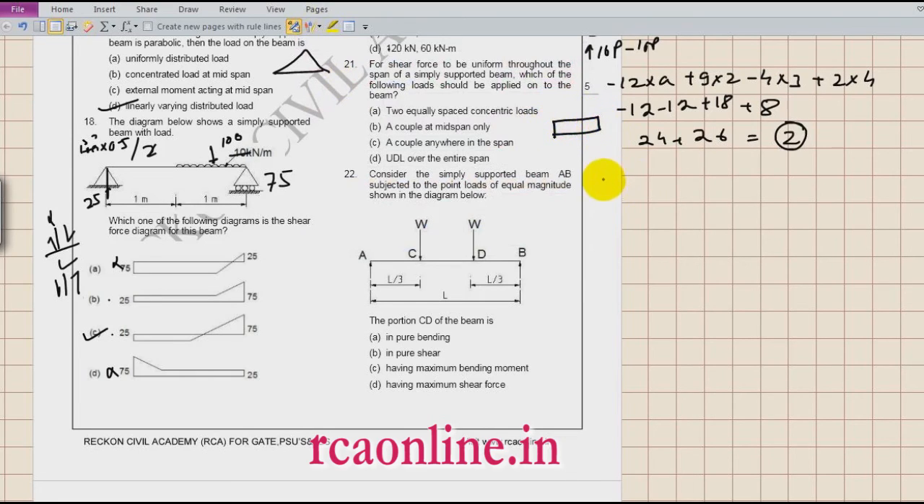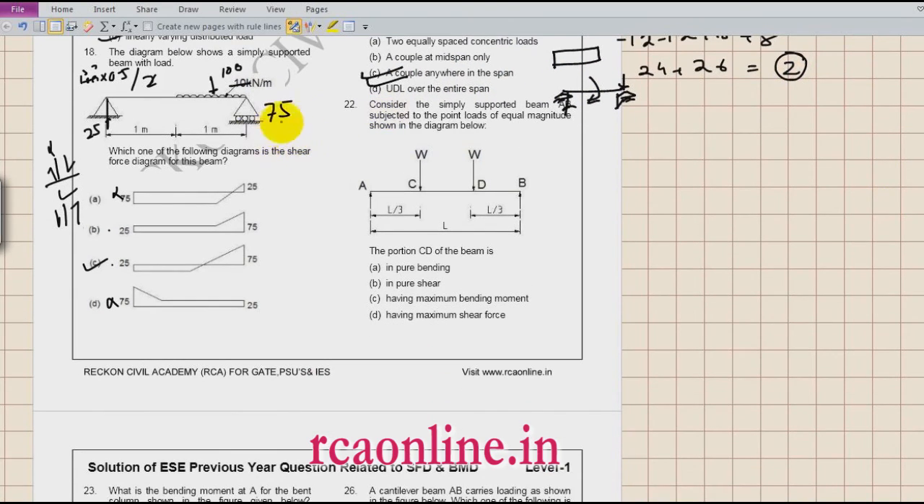What it says, I need an SFD like this. Is it okay? Uniform. So what will I be requiring? I will be requiring only 2 reactions, and one couple anywhere in the span. So what will be the correct answer? A couple at mid span only? No, not compulsory. It can be anywhere. So what will be the most correct answer? A couple anywhere in the span. So C is the right answer.